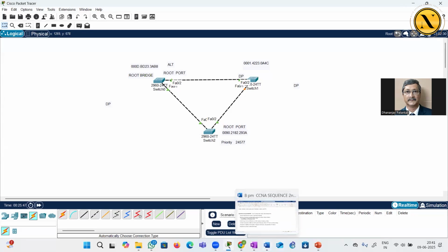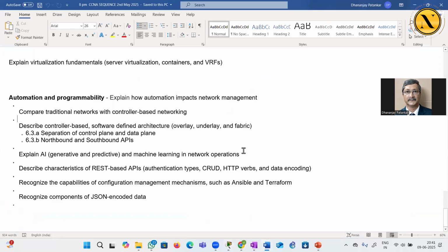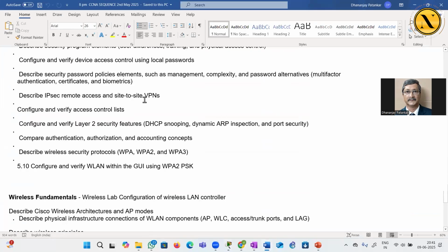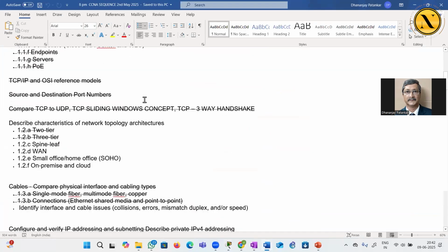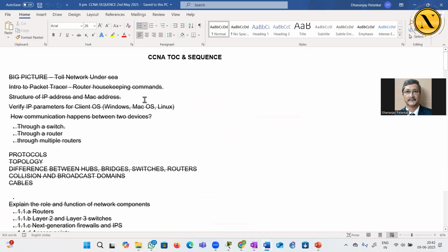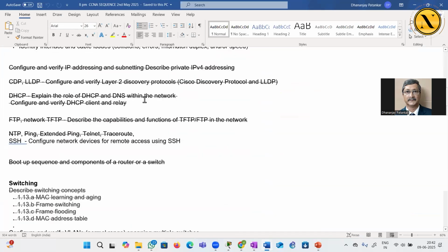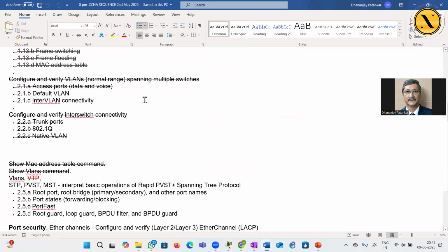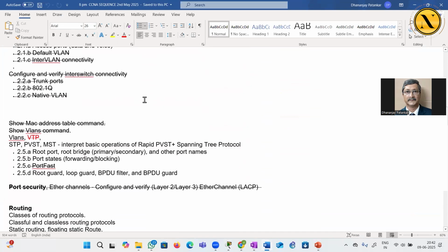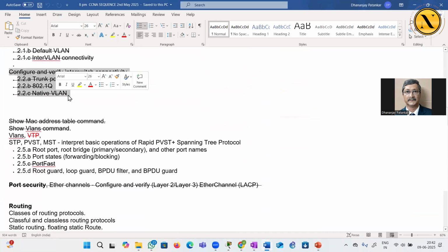So where are we? Yours is the 8 p.m. batch. This is the right one. So where are we? Switching. We have done all these things. Trunking, all clear. Show MAC address table, show VLANs, clear.